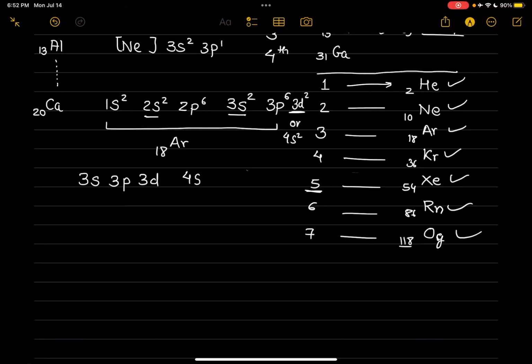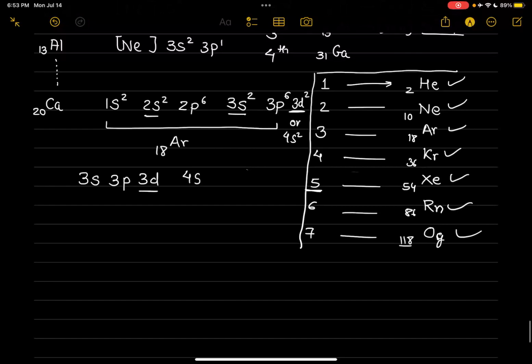Nabila, are you getting it? 4s. Now how many electrons do I have? I need to put 20 electrons. Okay, 18 I have already put, and the third shell has 3d, and there is a fourth shell also. The remaining 2 electrons of calcium after the 18 electrons, should I put them in 3d or 4s?